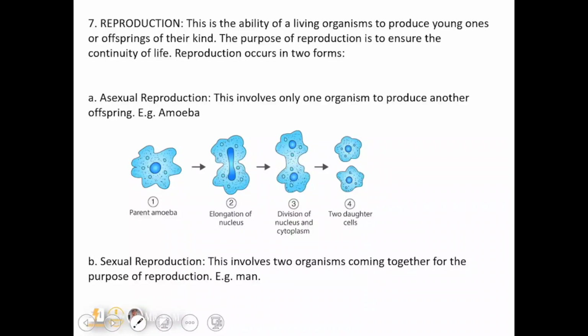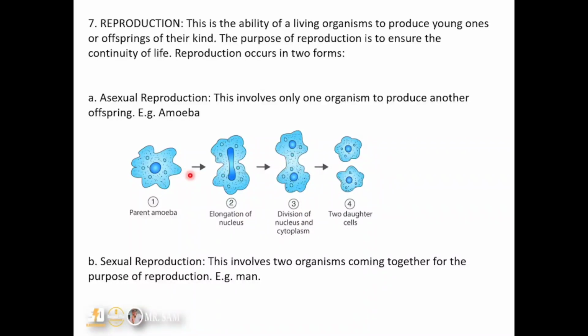It could be asexual, like in the case of smaller animals, and it could be sexual, which could involve a sex cell of a man and a sex cell of a woman coming together to produce a young one. Now, if it is asexual, one parent can divide and then give rise to new daughter cells. Like in the case of the amoeba here, you could see the amoeba. This is the mother cell here, and then at the end of the day, it divides into two. This is called binary fission.